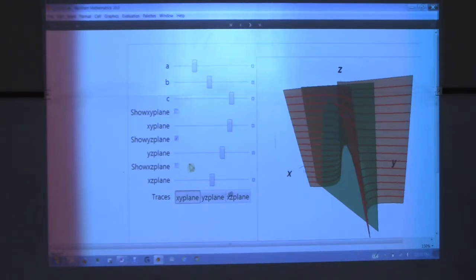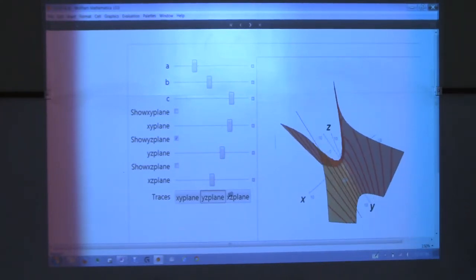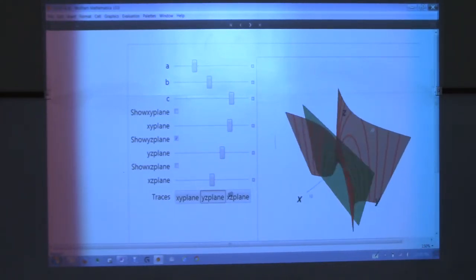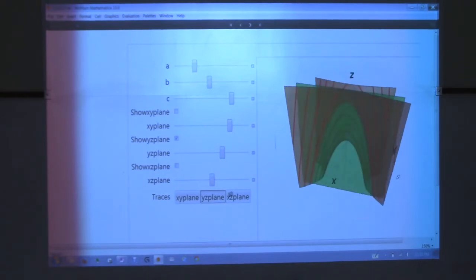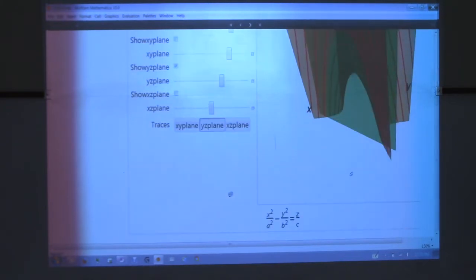Get this out of here. There we go. I don't know if you can see those cuts coming down like this. And we turn that to the side, and you can see all the little parabolas we're getting. Hyperbolic paraboloid. What is the equation of this? Hey, that looks familiar, doesn't it?